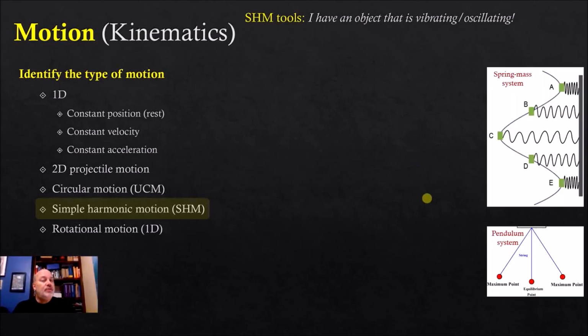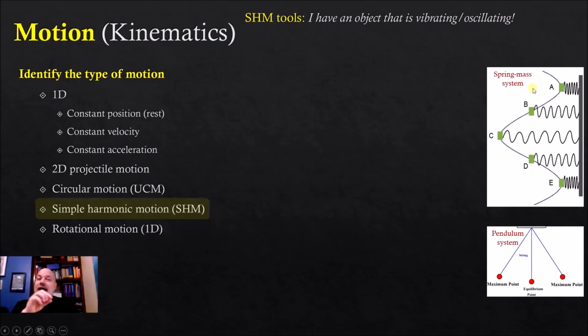Now, we're going to strip this down to its most basic, simplest characteristics, like the name implies, simple harmonic motion. And so we're going to look at two types of objects that you'll need to understand for the AP test. They are springs, or masses attached to springs as they oscillate back and forth, and a pendulum as it oscillates back and forth. Okay?